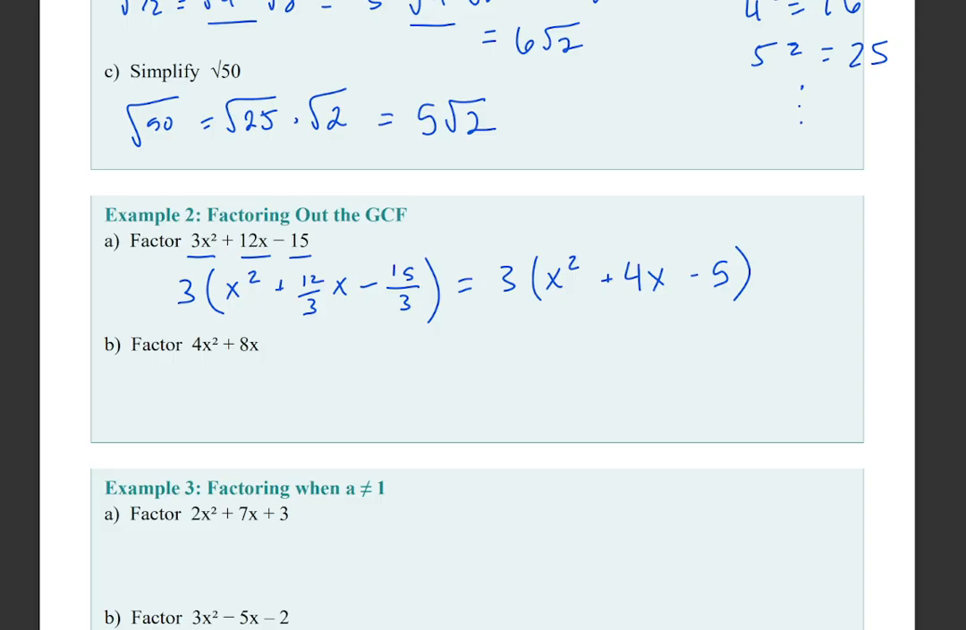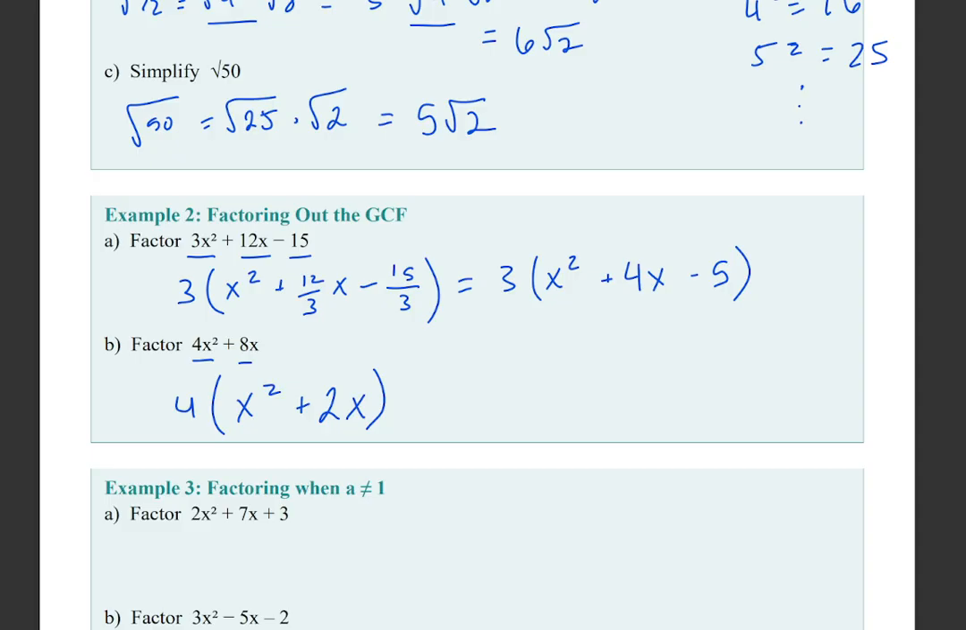We're going to do that again down here. We have a 4 in front of our x squared, and then the other term is an 8, which is divisible by 4. So if I factor out a 4, I have 4 parentheses x squared plus, and then I'm not going to write out the extra fraction step this time. So I'm doing 8 divided by 4, which is 2, and I still have an x.